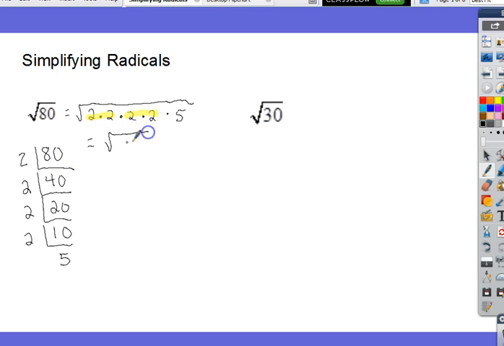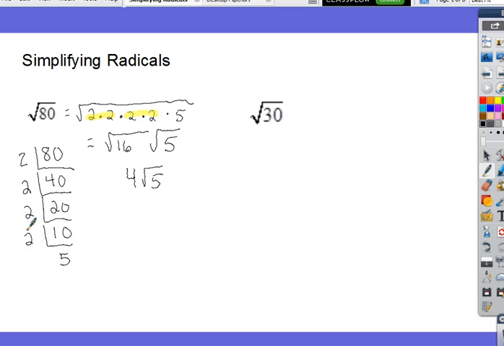So that's going to change to the square root of 16 times the square root of 5. Because all the numbers that were pairs, 2 times 2 times 2 times 2, equal a perfect square. And all the numbers that were not pairs, the things that I didn't highlight, are not a perfect square. And then I can just take the square root of the perfect square, and I have simplified the radical. And I'm sure I got the biggest factor out of it.